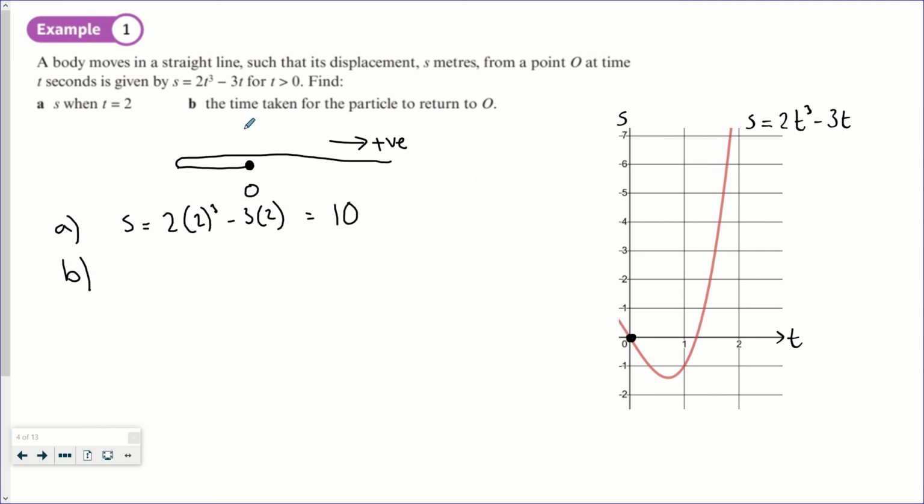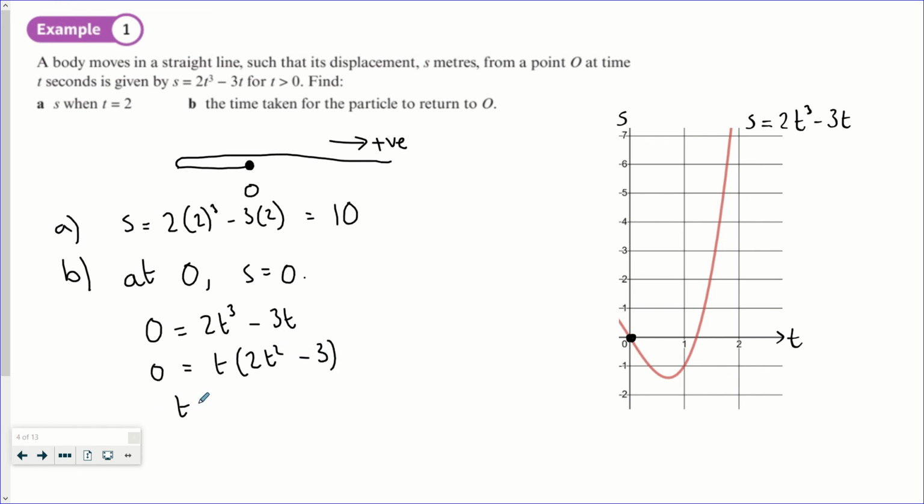Let's have a look at B then. It says the time taken for the particle to return to O. So if we've returned to O, it means that the displacement is 0, because if we're at O, we've not moved left or right. So we can say at O, we know that s equals 0. So let's solve that. 0 equals 2t cubed minus 3t. Let's take out t as a factor. So we're going to have 2t squared minus 3 inside the bracket.